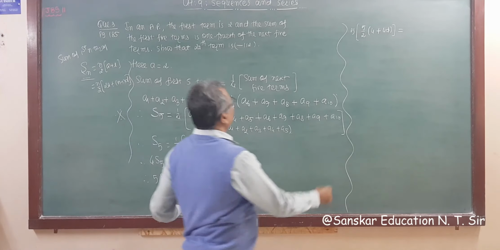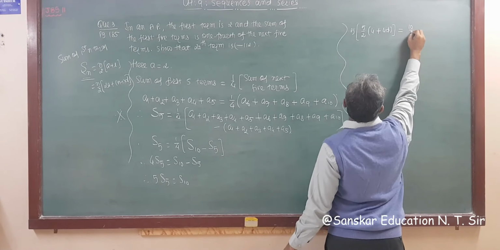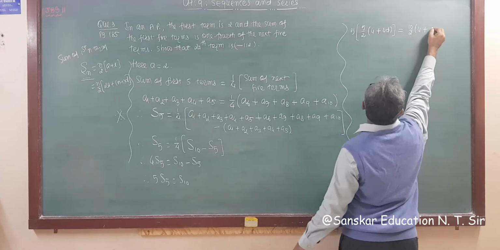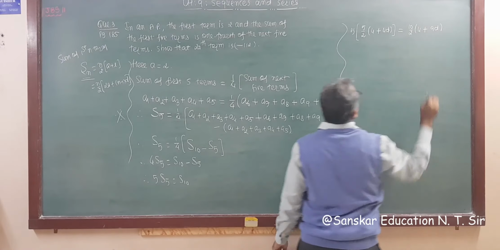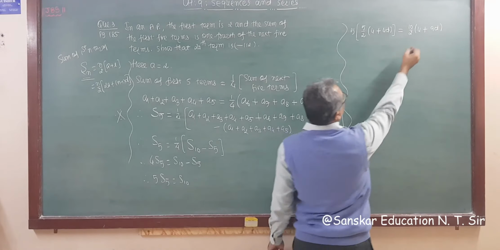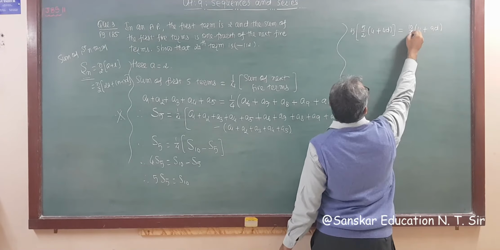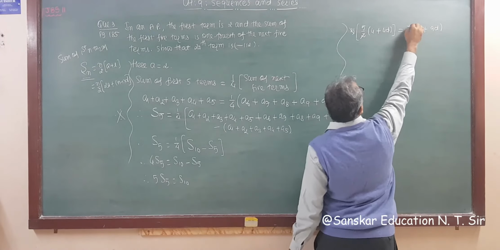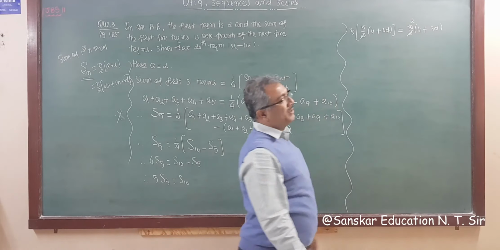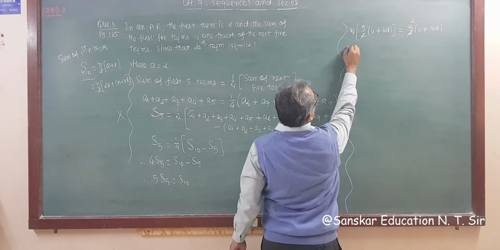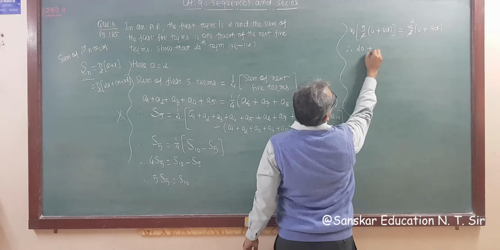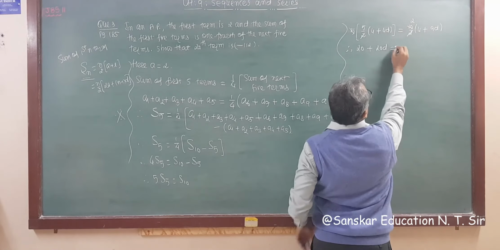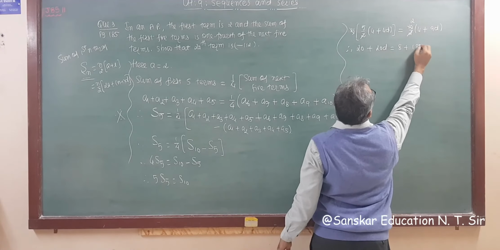S10. So simple, 10 by 2, twice a is again 4 plus 1 less, that is 9d, 1 less d, that is 9d, right? So this 2 will be cut, right? This 5, 2 ja 10, right? So multiplying this by 5, we get 20 plus 20d is equal to 2 into 4, 8 plus 18d.